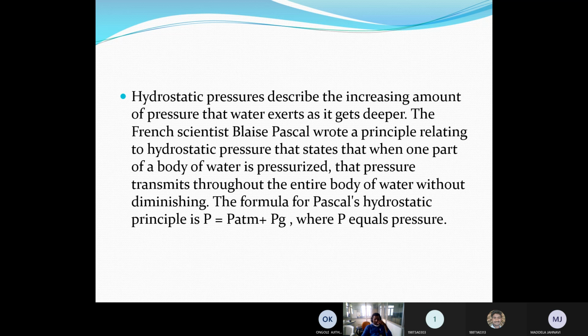The French scientist Blaise Pascal wrote the principle relating to hydrostatic pressure, which states that when one part of a body of water is pressurized, the pressure transmits throughout the entire body of water without diminishing. The formula of Pascal's hydrostatic principle is P equals P ATM plus PG. P ATM stands for atmospheric pressure, and PG stands for gauge pressure.